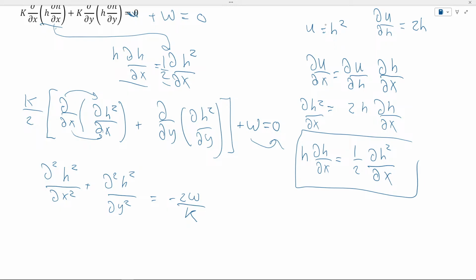Wow, so I was able to get something that looks like this. When this is equal to 0, when there is no recharge, this is called the Laplace equation, except that the Laplace equation is usually for heat transport. And I will show you later how to solve the Laplace equation numerically.